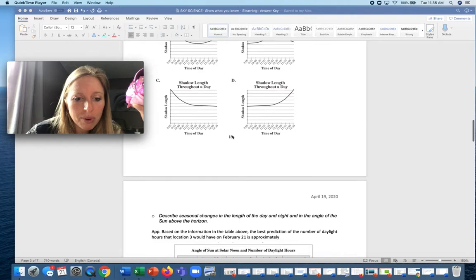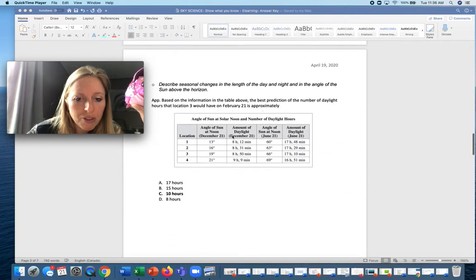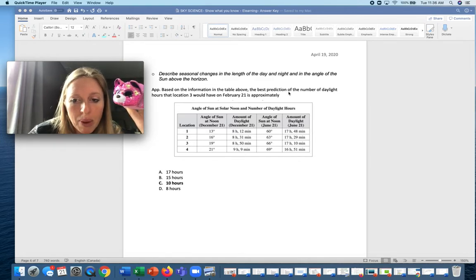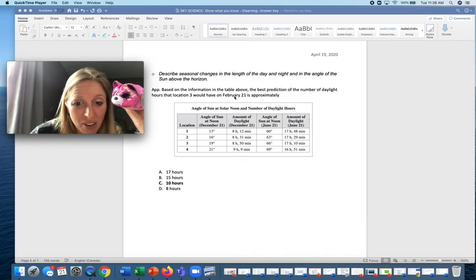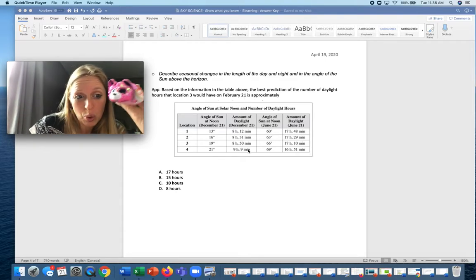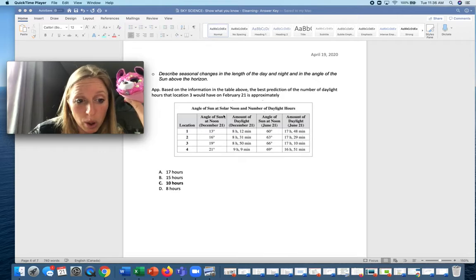So that was number 4. Now we're on to number 5. Based on the information in the table shown above, I guess it should be below. Oopsies, okay, you get it. The best prediction of the number of hours of daylight that location 3 would have on February 21st. This is a very tricky one, a very hard PAT question. Whew! I've seen them give this one a couple of times.